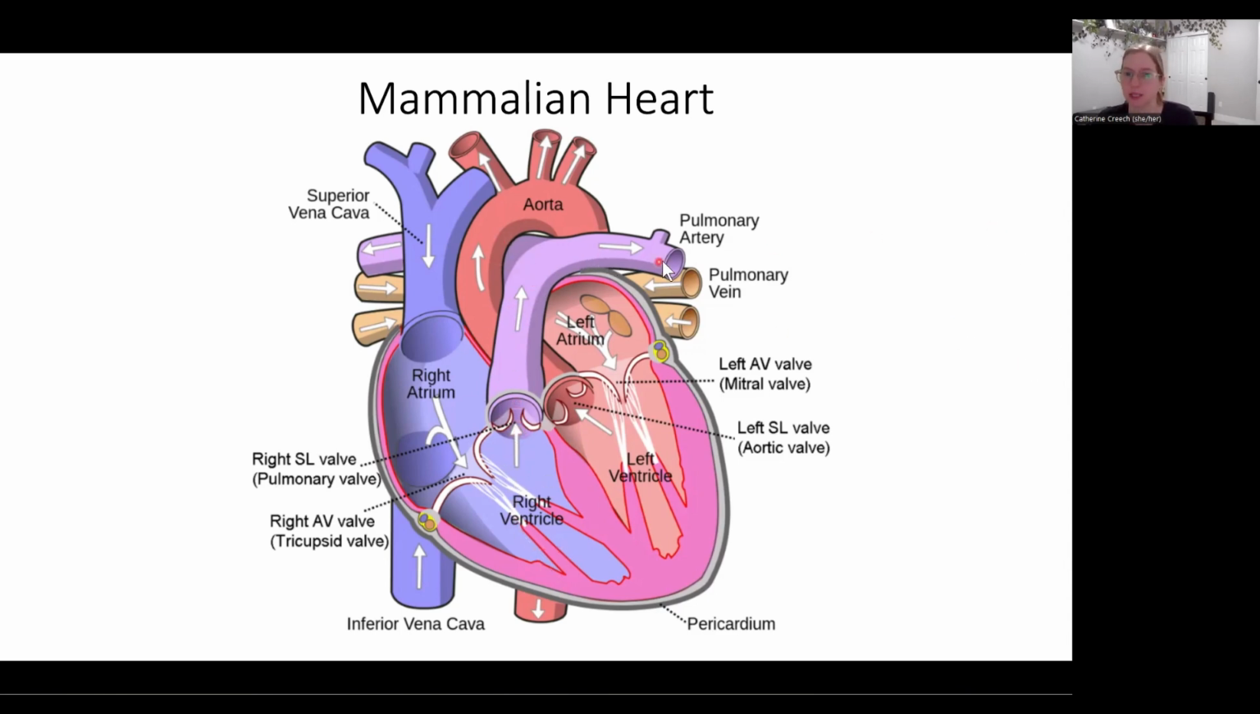So I'm pushing blood into my lungs. I'm doing gas exchange. Now I want to get that blood back because I want to send it to my body. It's going to come back through the pulmonary vein, so vein for in.